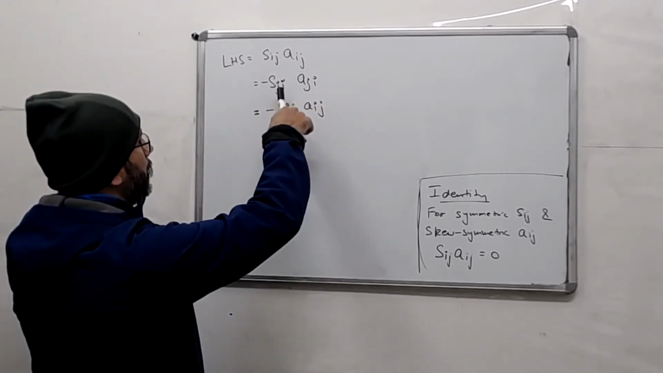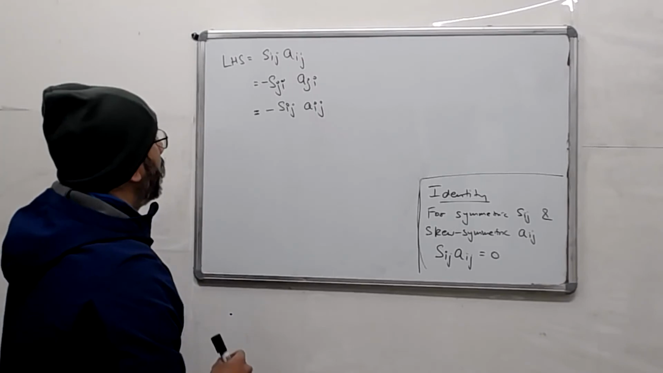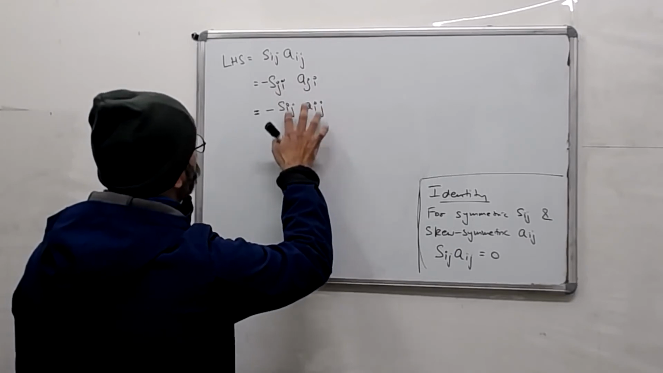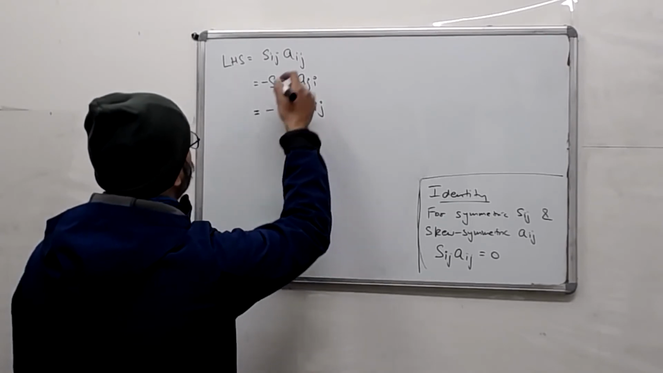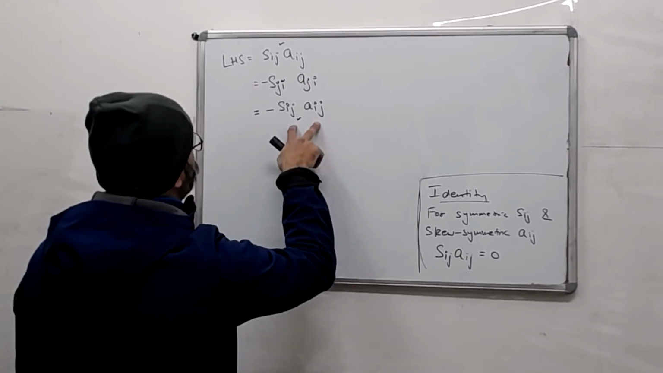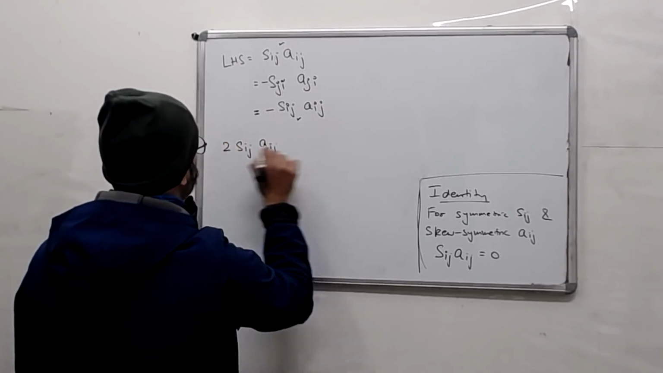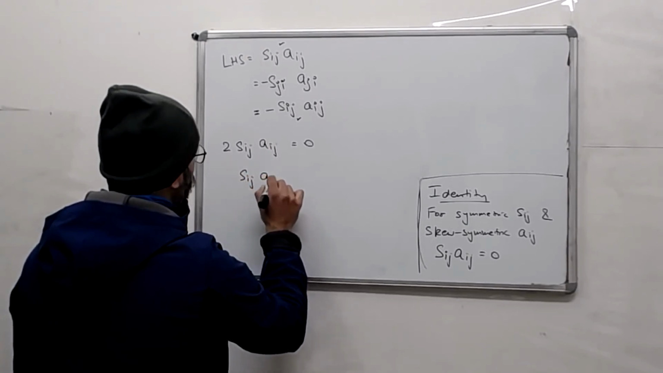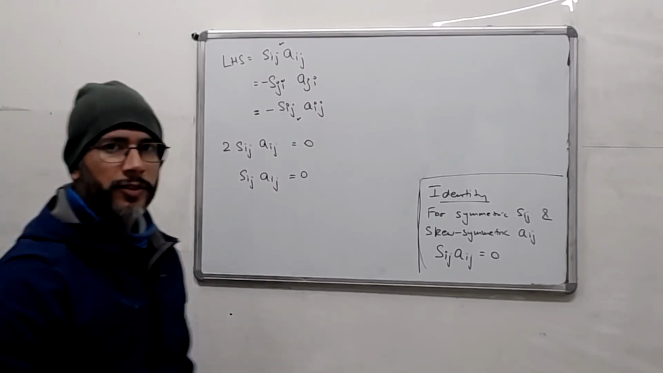You could do that in two steps. You could call j as p and i as q, and then replace p with i and q with j. But you can do that at the same time: replace all j's with i's and all i's with j's. So this is what you get. If you see this and this, what you have got is LHS is equal to minus the same LHS. So what we have shown is twice S_ij A_ij is 0, that means S_ij A_ij is 0. That's it. Very straightforward.